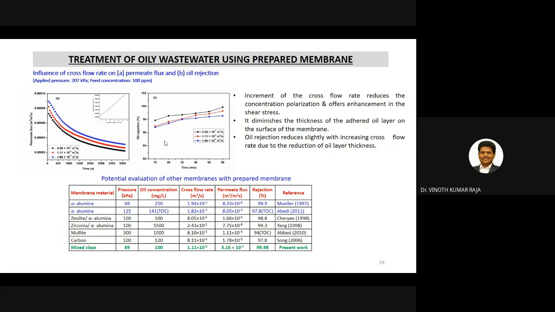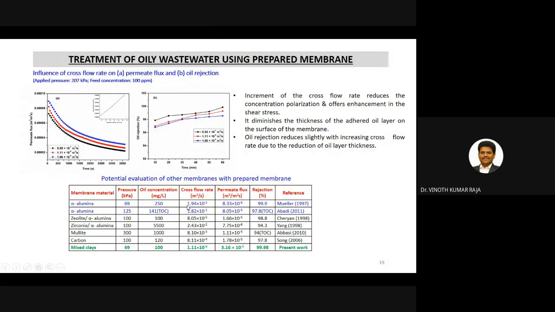However, at a lower cross flow rate, the formation of the cake layer is more, and it acts as an additional barrier on the surface of the membrane, which results in improved oil rejection. So a higher cross flow rate depreciates the formation of the cake layer. Accordingly, it reduces the rejection. The lower cross flow rate facilitates higher rejection because of the adherence of the oil layer on the membrane surface.